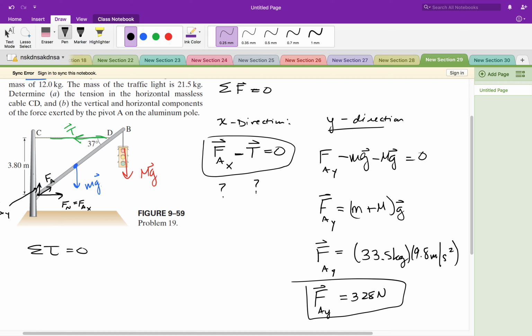So the way this would work, we can label these. Let me call this L. So this is going to be L, and this is also going to be L. These are the same lengths, because we know that it's dead center, so this is equally split. So the sum of the torques, we'll call counterclockwise positive. The tension is a counterclockwise torque, so that's positive, and these two weights are negative torques.